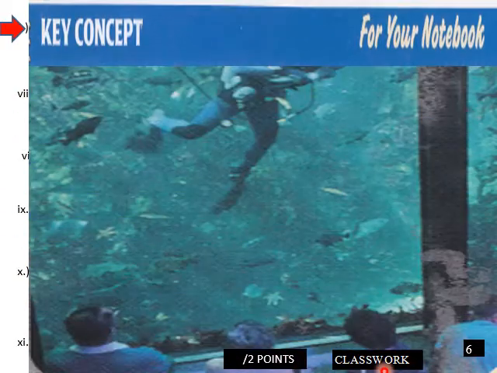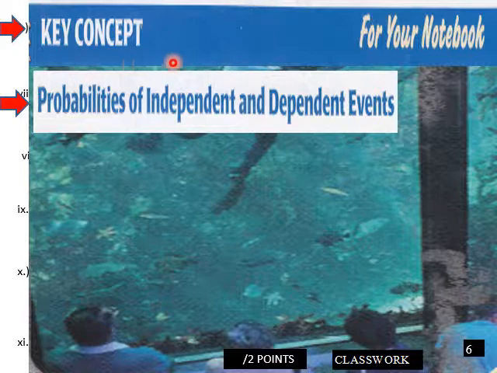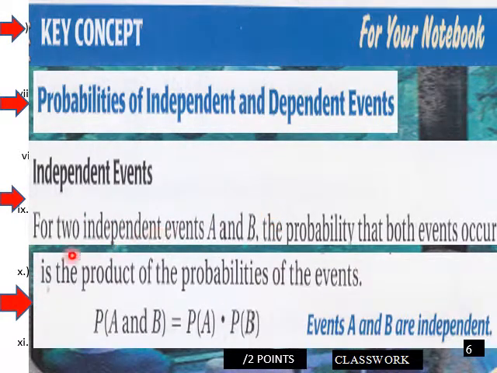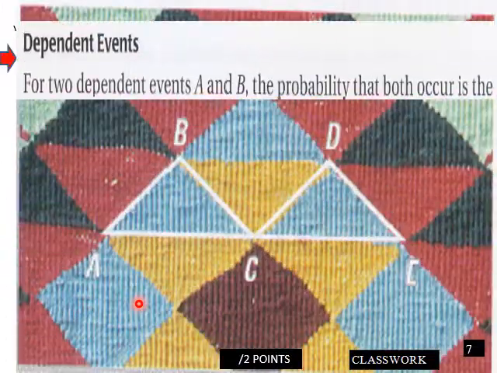Okay, so we have our classwork here, slide number 8, I think. Key concept: probabilities of independent and dependent events. For two independent events A and B, the probability that both events occur is the product of the probabilities of the events. So probability A and B will be multiplied. Events A and B are independent, so the probability that both occur is the product of those two probabilities.